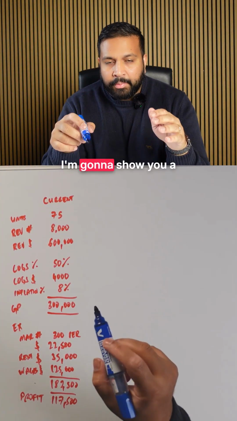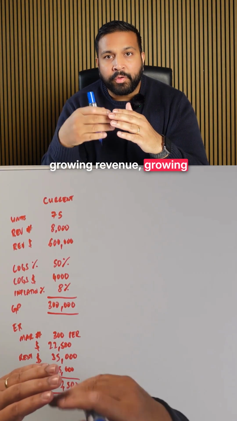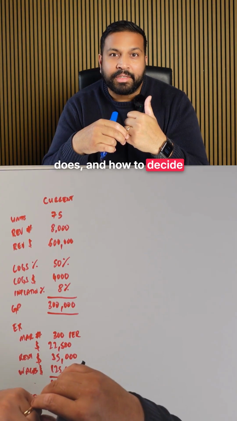So on the whiteboard today, I'm going to show you a little bit about that profit and loss and show you two different versions: growing revenue, growing margin, and what that does and how to decide what's right for you.